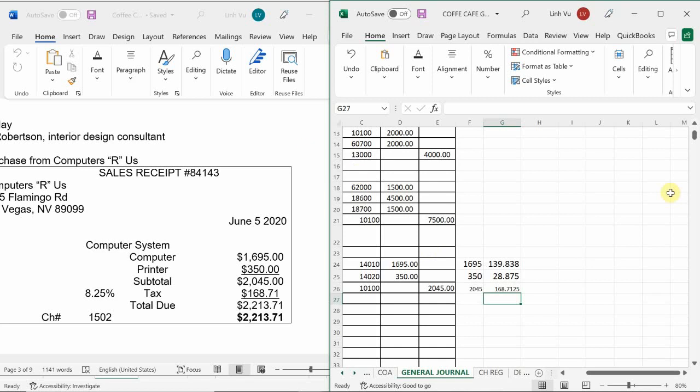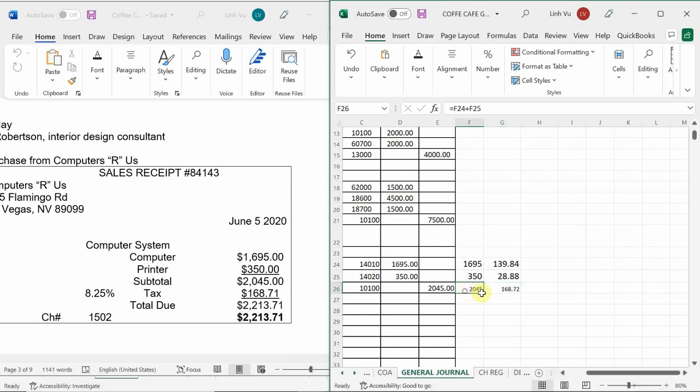Okay, so let's try that again. So in this case, we're gonna increase it because the 8 after the 3 is gonna make the 3 go up a penny, right? So this is 139.84. And in this case, 28,875. So 28,875 is gonna give you $28.88.